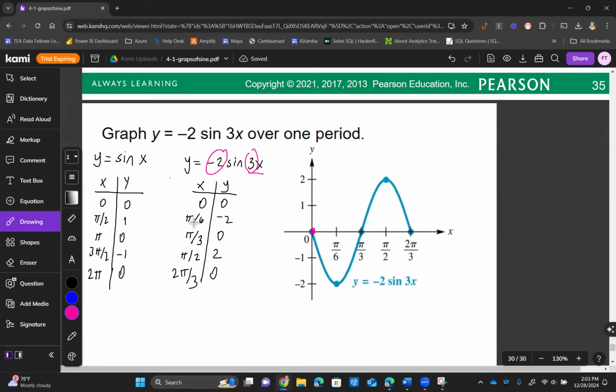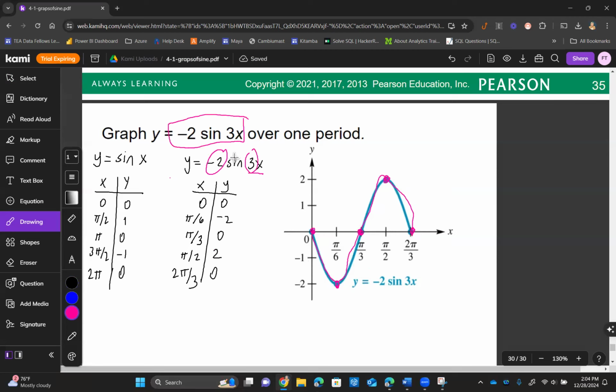I need to show that pi over 6 matches with -2. This is my pi over 6, and it matches with -2. Pi over 3 is going to match with 0, and this is pi over 3 comma 0. Pi over 2 matches with 2. This is pi over 2, and it goes to the +2. And 2 pi over 3 matches with a 0. And then when I connect my 5 points that I got using my logic, I will get the full cycle of -2 sine of 3x.